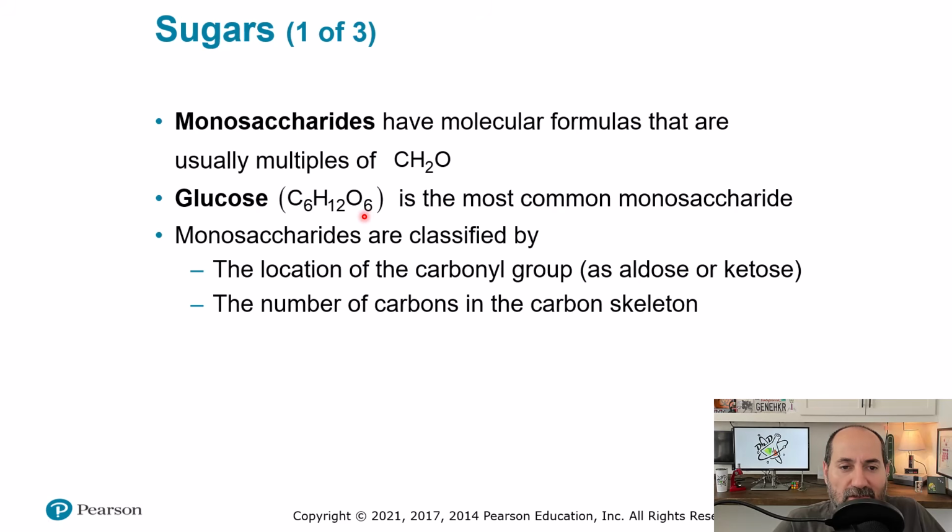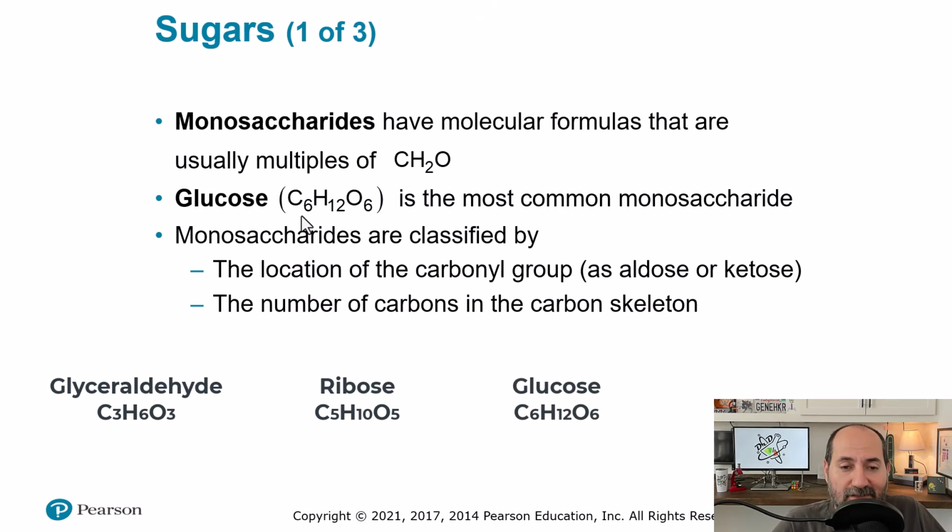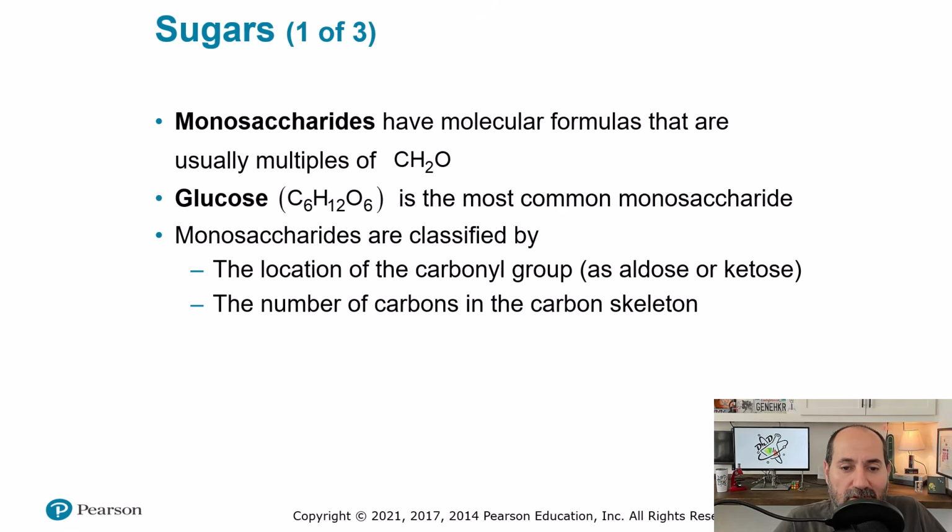That's what I mean. So for example, glyceraldehyde is C3H6O3, while ribose is C5H10O5. And glucose is C6H12O6. So you see, you have all these different size sugars. But if you see a multiple of CH2O, then most likely you're dealing with a sugar. That's how you know you're dealing with a sugar.